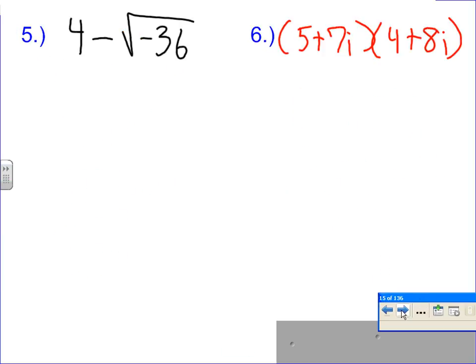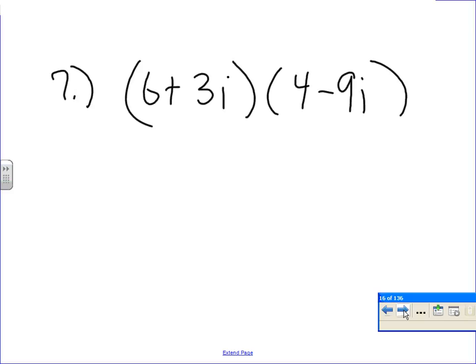Let's see. Let's skip those. Okay, number 7. I want you to jot this down. So 6 plus 3i, and then 4 minus 9i. So who can remind us the first step of FOIL? What would it look like? Gigi. Okay, go ahead. Do it for us. Okay.